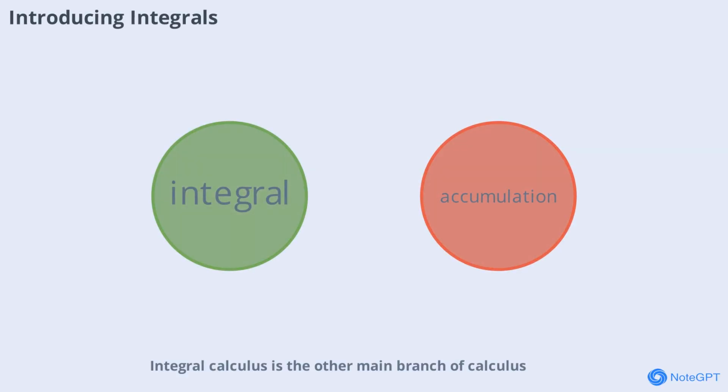Integral calculus is the other main branch of calculus. While derivatives focus on rates of change, integrals are about accumulation, adding up small pieces to find a total. Integrals help us calculate areas, volumes, and many other quantities that involve summing infinitely many tiny parts.